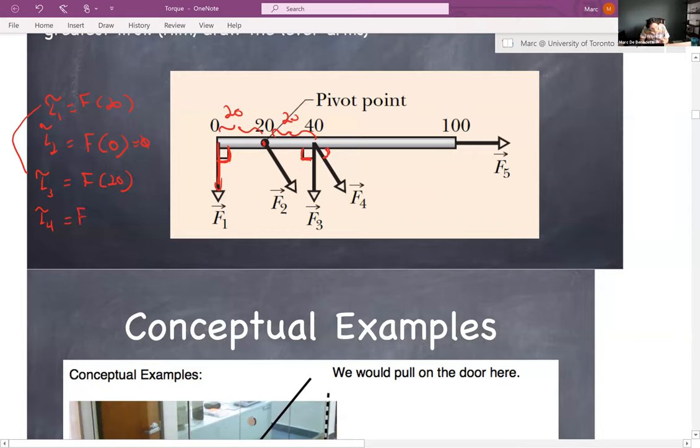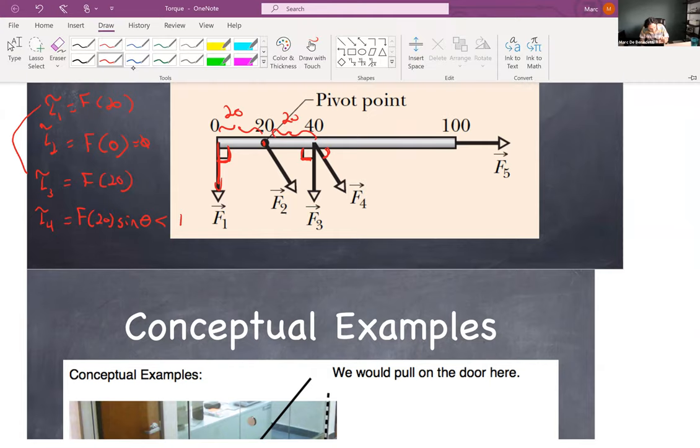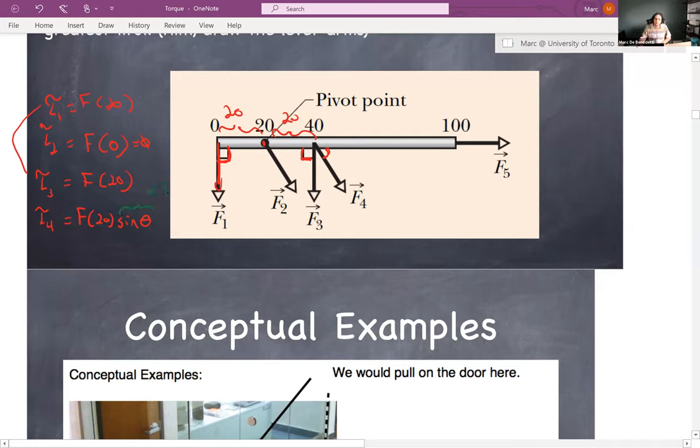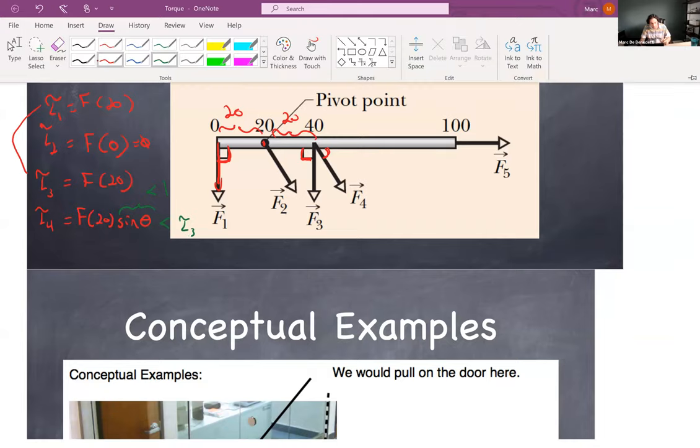So the torque here would be F times 20 times sine theta. Now, I don't know what theta is, because it doesn't tell us in the picture. But I do know that sine theta is less than 1. I'm not saying the whole torque is less than 1, I'm saying sine theta is less than 1, because the maximum value of sine theta is 1, and that happens when theta is equal to 90. Here I can guarantee theta is less than 90, which means sine of theta is less than 1. So that makes this less than torque 3. I don't know how much less, it depends on the exact angle, but definitely less than torque 3.